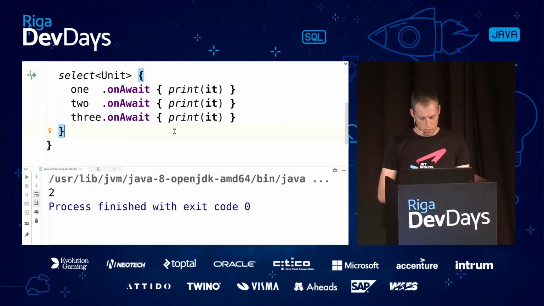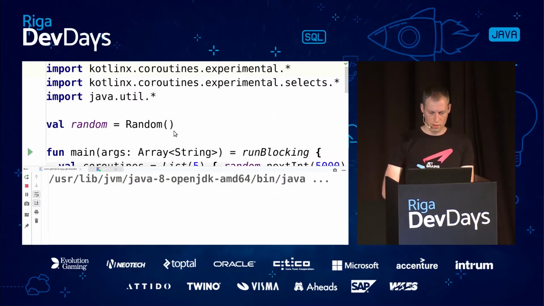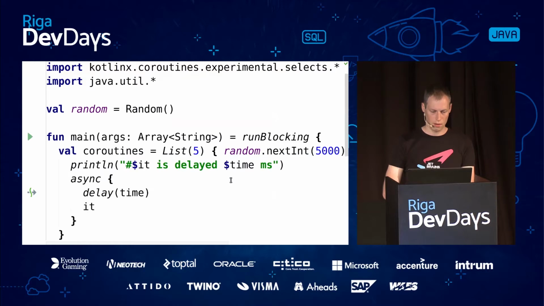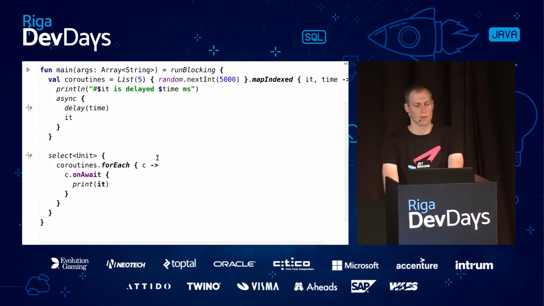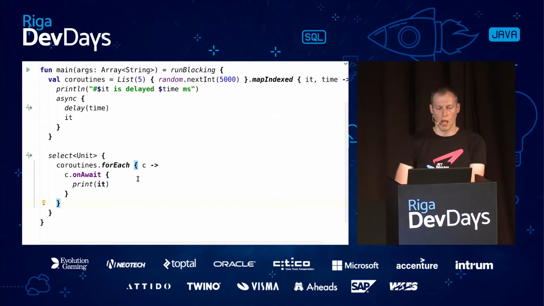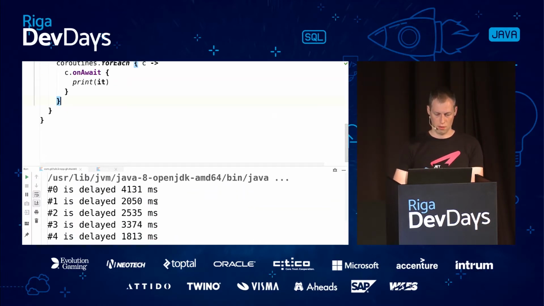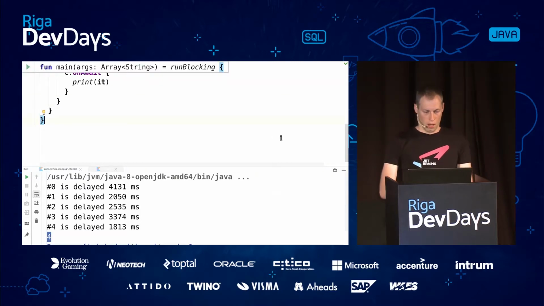Since this DSL is just regular Kotlin code, here I start 5 coroutines and put them into a list, and inside the same select block I can put an await clause on every coroutine in a loop. And after a random delay, the first available result is selected. In this case, it's 4.